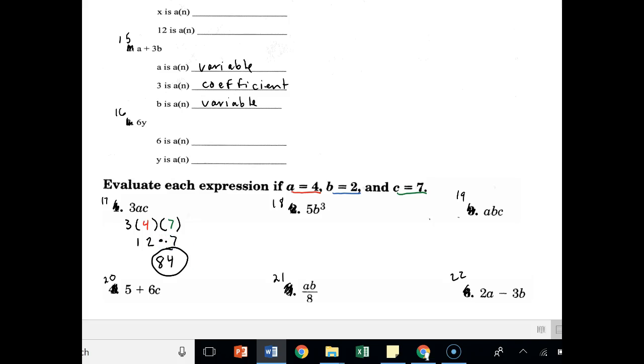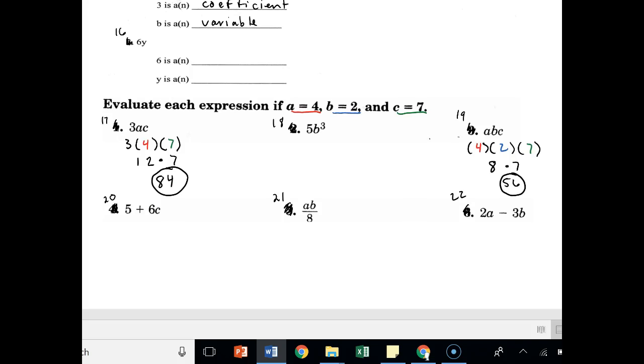Right. Number 19, we have a, b, c. So let's go ahead and just put parentheses here and then we'll fill them in. So we're just going to multiply these three numbers. a was 4, b was 2, and c is 7. So our answer isn't 427, we actually have to multiply these. So 4 times 2 is 8, and then 8 times 7 gives us our answer of 56.